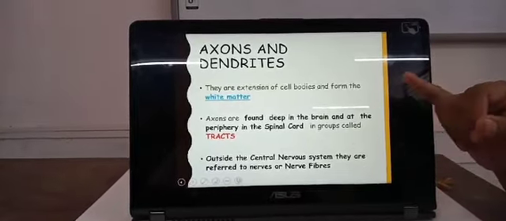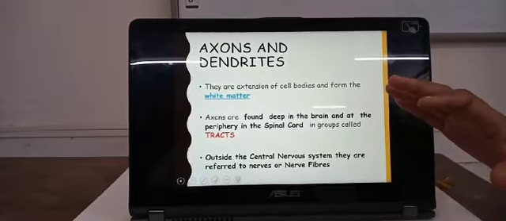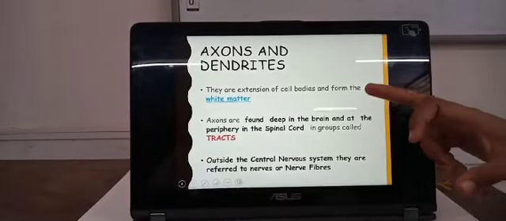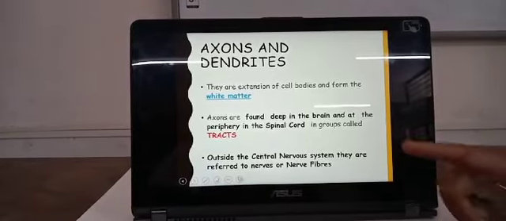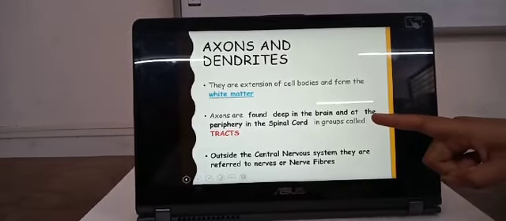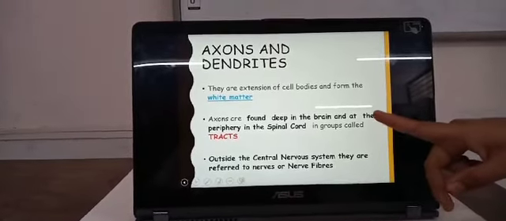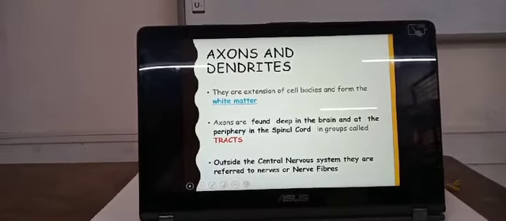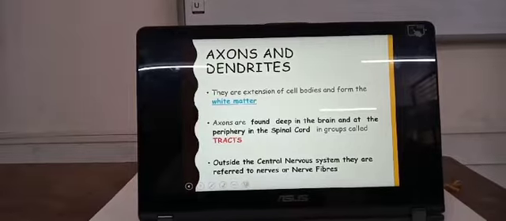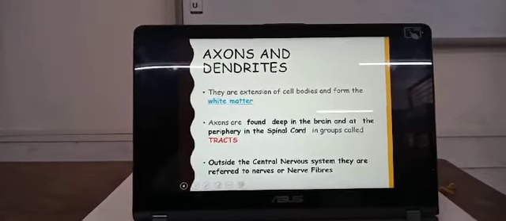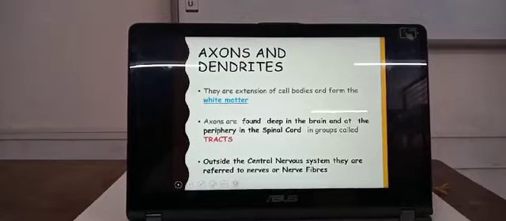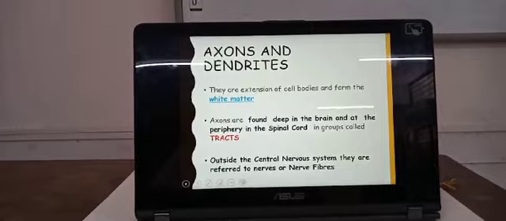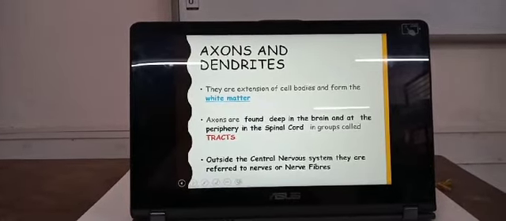Next we have the white matter. The axons and the dendrites are the extensions of the cell body and it forms the white matter. Axons are found deep in the brain and at the periphery of the spinal cord. Because the grey matter is found at the periphery of the brain, the white matter is found in the inside of the brain. And because the grey matter is found in the center of the spinal cord, the white matter is present around the spinal cord.